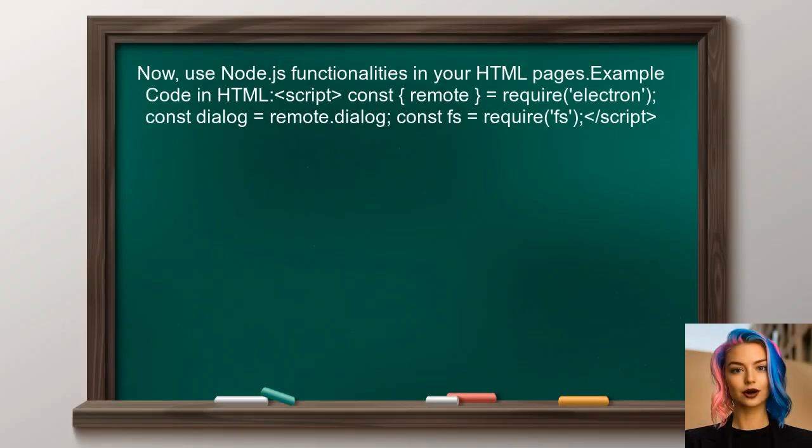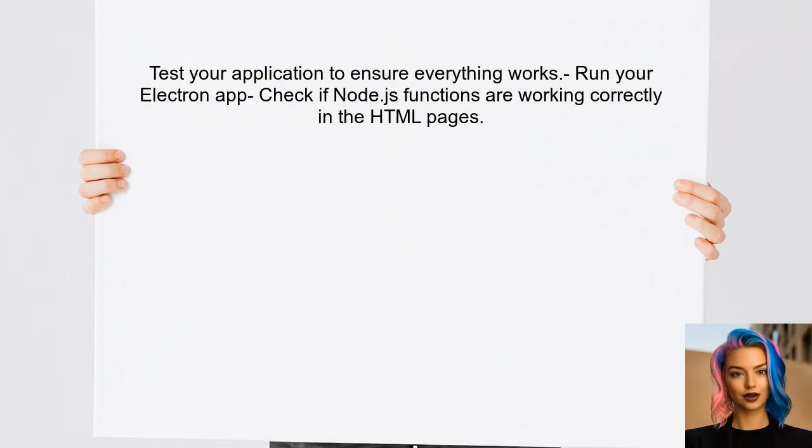After adjusting the main process, the user should now be able to use Node.js functionalities in their HTML pages. They can include the required modules directly in their scripts. Finally, the user should test their application to ensure that the changes have resolved the issue. They can do this by running the Electron app and checking if the Node.js functions work as expected.